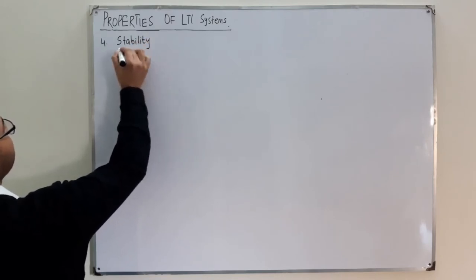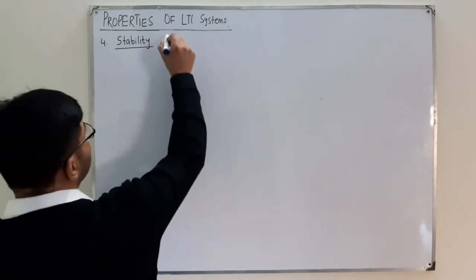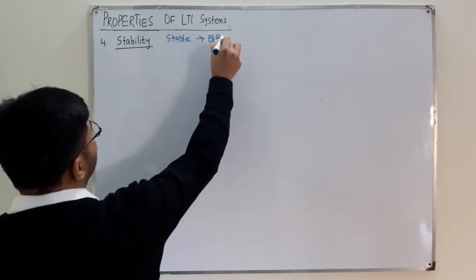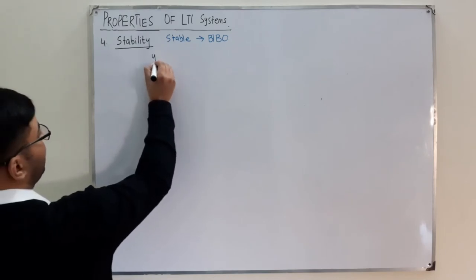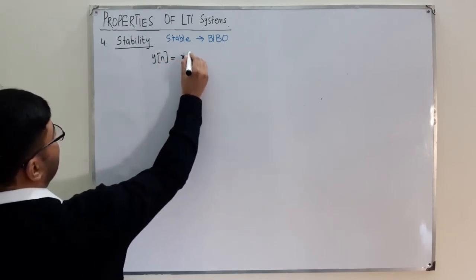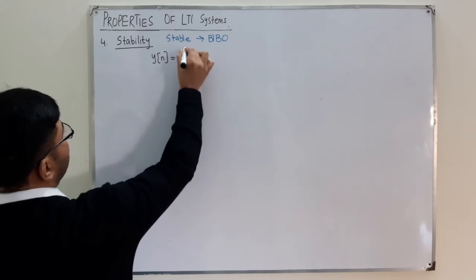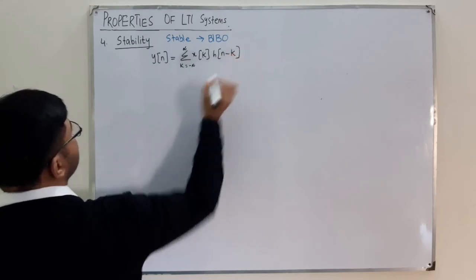Stability. We know that we have stable systems and unstable systems. A system would be stable if it satisfies the BIBO criteria: bounded input, bounded output. That's it. Now we come to it in our own equation, which is y of n equals the summation over k of x of k h of n minus k, right?